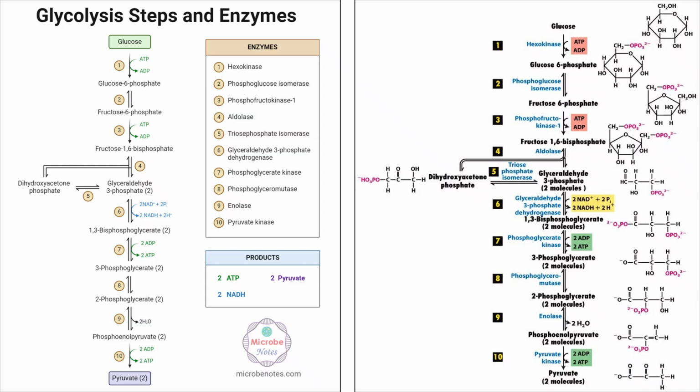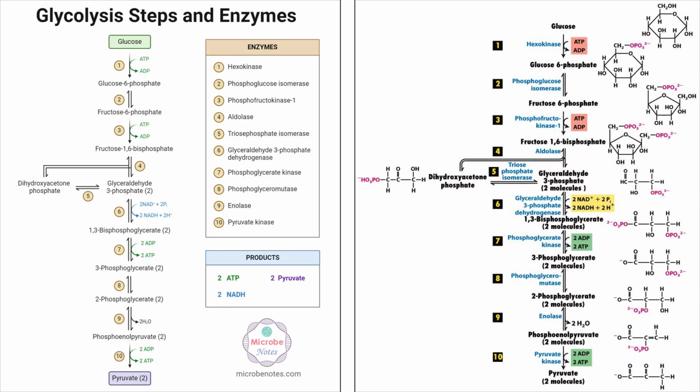In step 8, 3-phosphoglycerate is rearranged into 2-phosphoglycerate. In step 9, a water molecule is removed by enolase to form phosphoenolpyruvate or PEP, which is a high energy compound. Finally, in step 10, PEP transfers its phosphate group to ADP through the action of pyruvate kinase, producing ATP and forming pyruvate. Since two PEP molecules are present, two ATP molecules and two pyruvate molecules are produced.